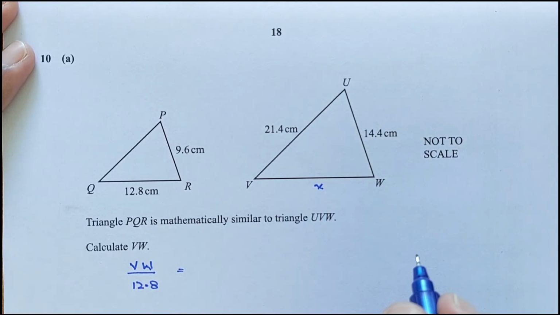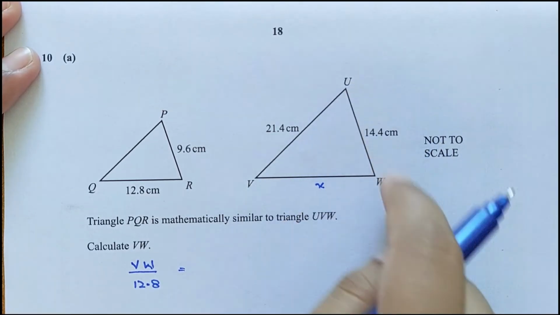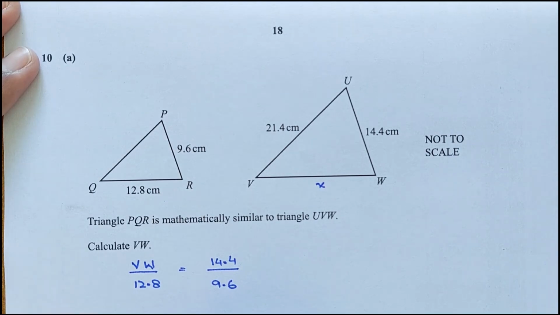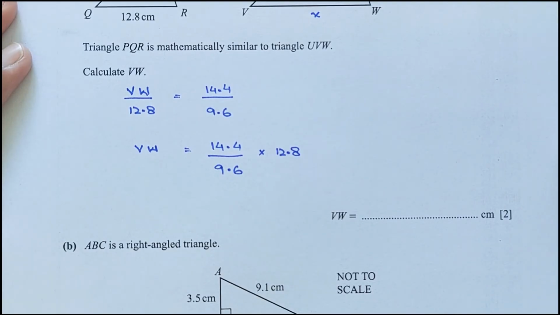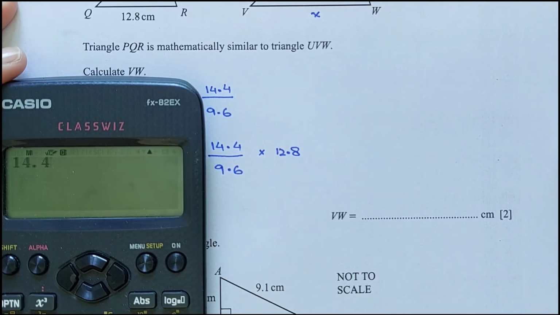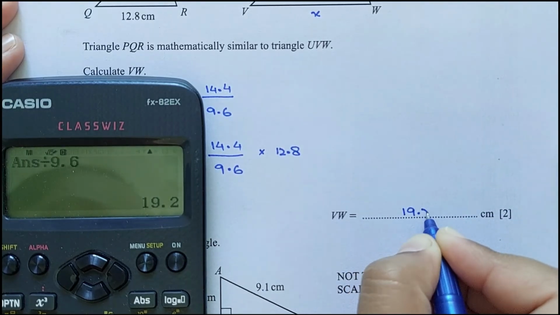is equivalent to UW, which is 14.4, over PR, which is 9.6. So VW is going to be 14.4 divided by 9.6, cross multiplication, times 12.8. I just cross multiplied both sides by 12.8. Simplify 14.4 times 12.8 divided by 9.6. 19.2 centimeters is VW.